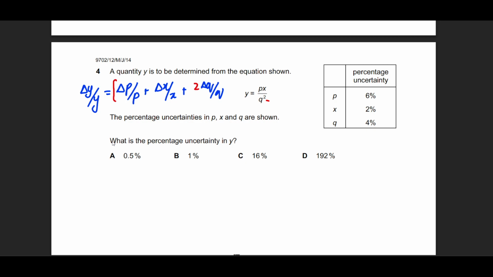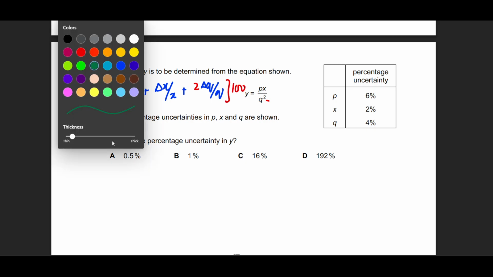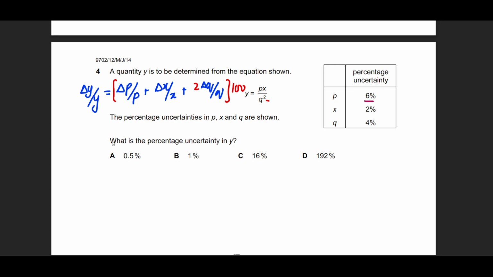Now, when you multiply this whole bracket by 100 to get percentage error, do I need to do that again? No, we don't need to do that because percentages are already given. Delta p divided by p multiplied by 100 is going to be 6%. Then delta x divided by x is 2%. Then plus q has an error of 4%, but there is a multiplication of 2. This becomes 8%. So 6 plus 2 is 8, 8 plus 8 is 16. So this is going to be 16% error, which is option C.